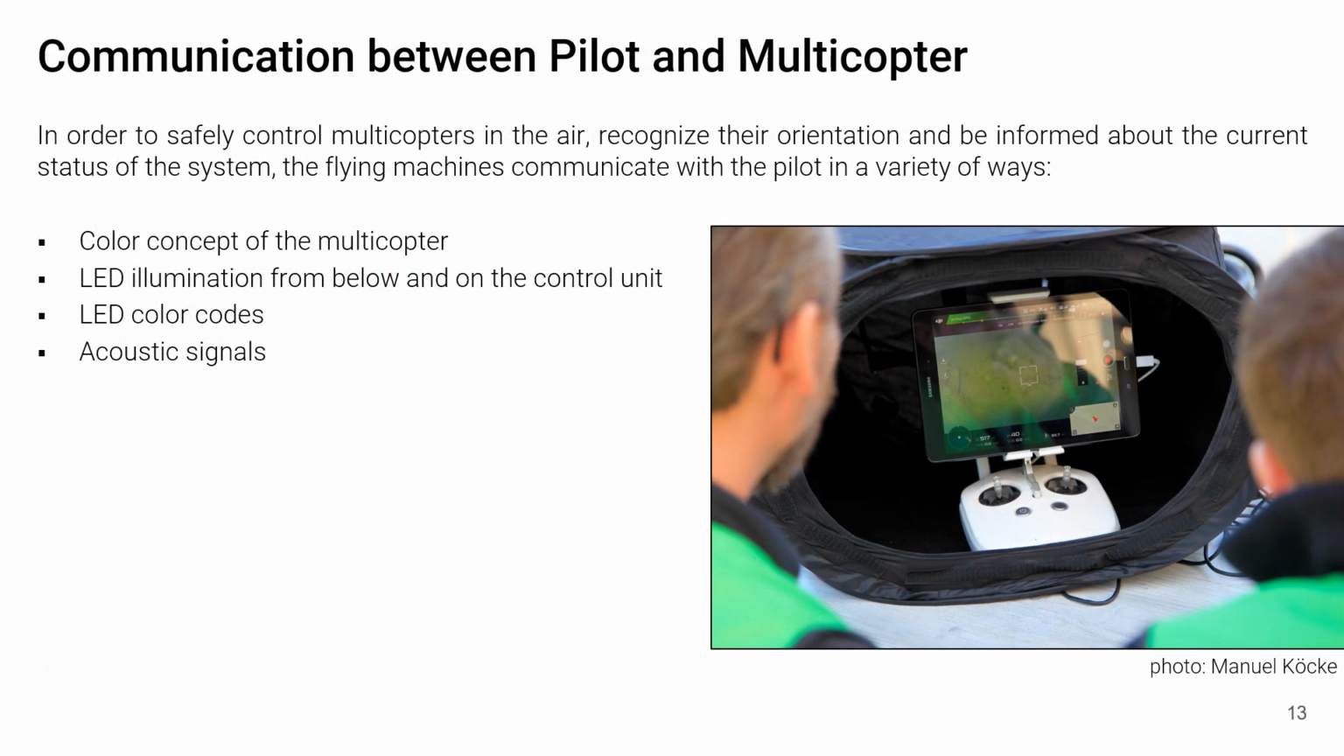In order to safely control multicopters in the air, recognize their orientation, and be informed about the current state of the system, the flying machines communicate with the pilot in a variety of ways. First, a color scheme of the multicopter can help us to identify the orientation of the aerial device. LED illumination underneath the multicopter and on the control device, as well as LED color codes used, tell us the current state of the system. In addition to the visual signals, there are also acoustic signals.